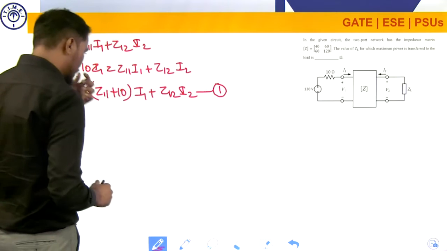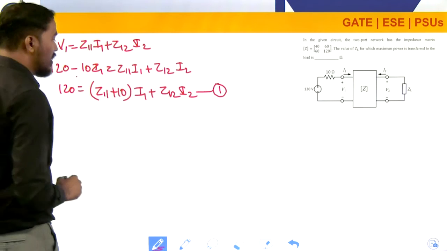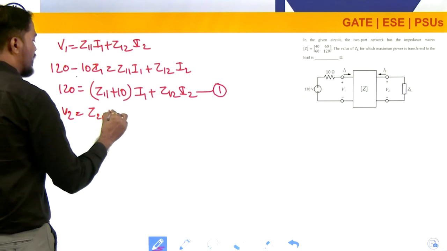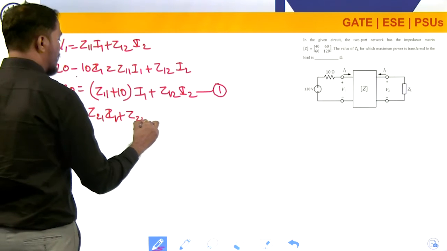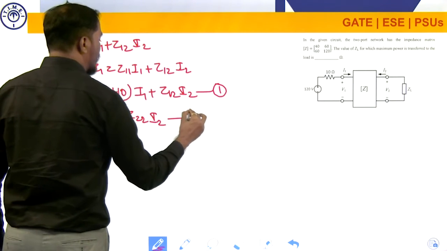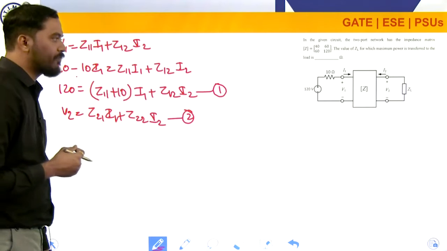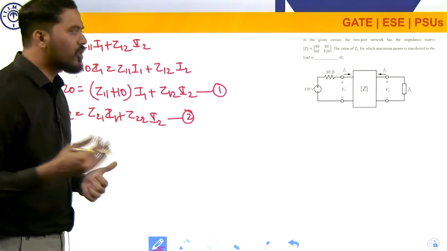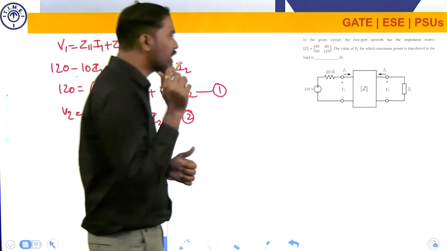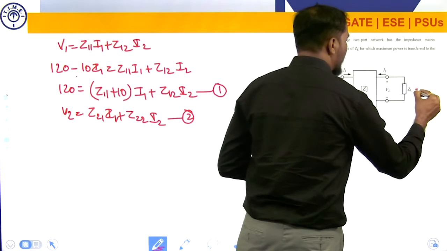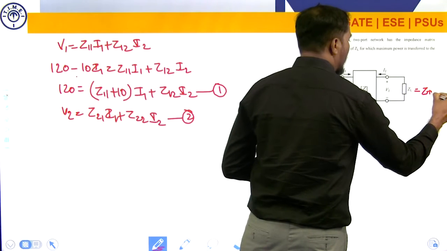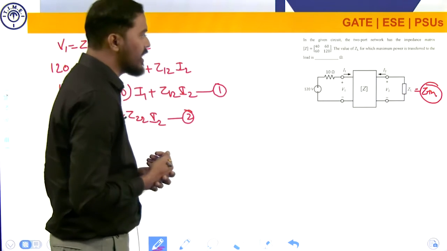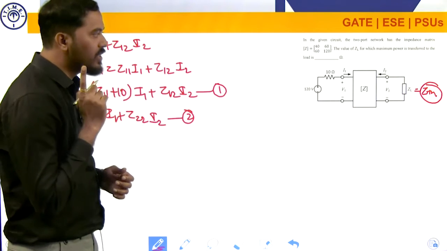Now, what is the second equation? That is the output port equation, V2 equals Z21 I1 plus Z22 I2. So, these are the two-port network parameter equations, the Z parameter equations, for input port and output port, which you are very familiar with. But now, what is the question? Our question is, what must be the value of your ZL? As I said, your ZL must be equal to ZTH. Now, let us calculate ZTH.